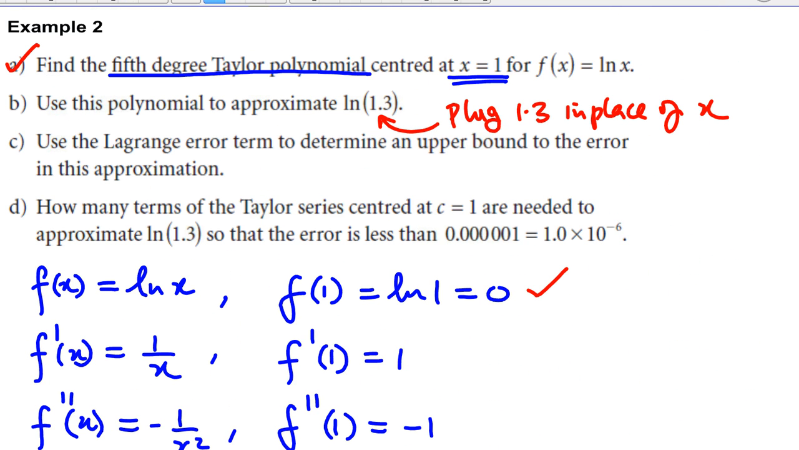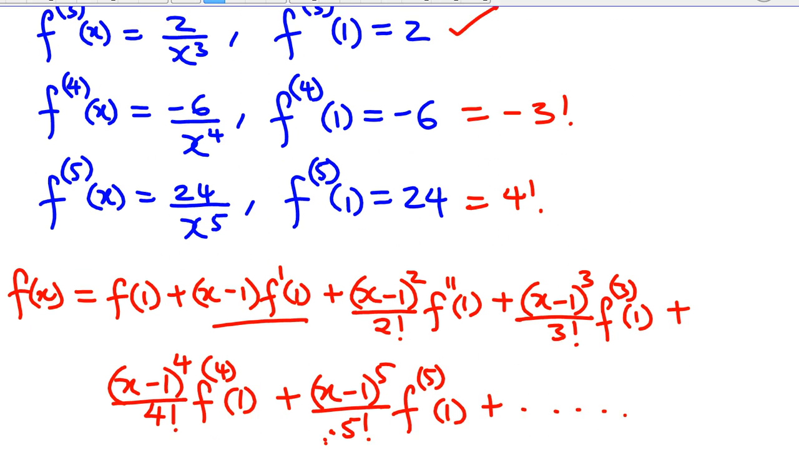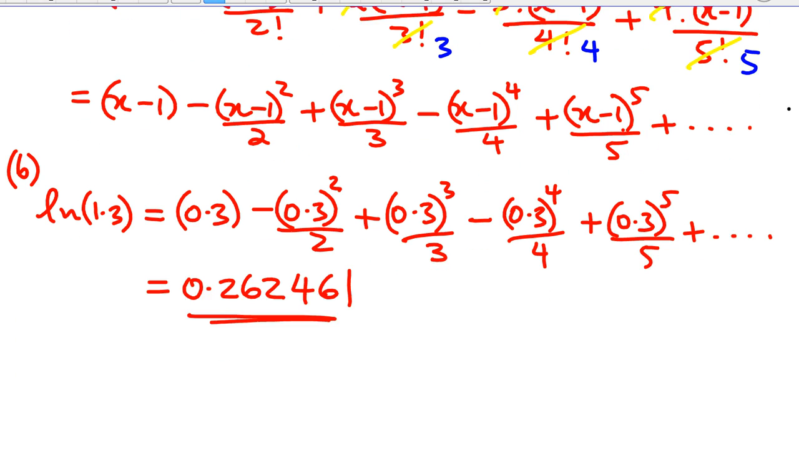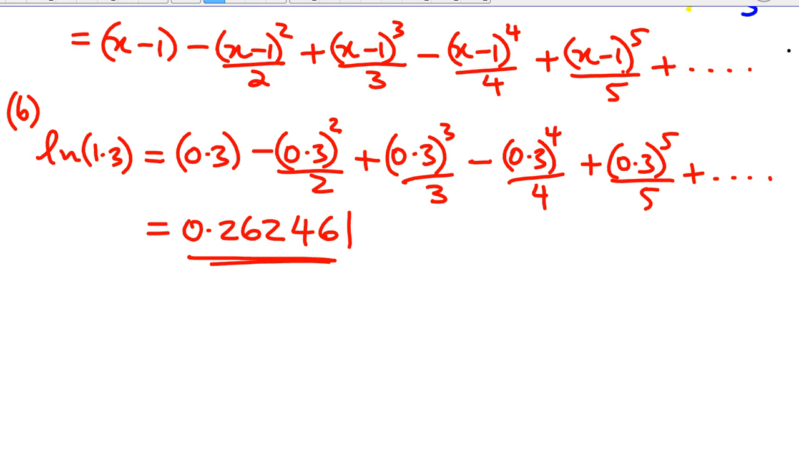So part C, you're done with part B. Use the Lagrange error term to determine the upper bound to the error in this approximation. So what will be the error at most in this approximation? First of all, we need to find the magnitude of error.